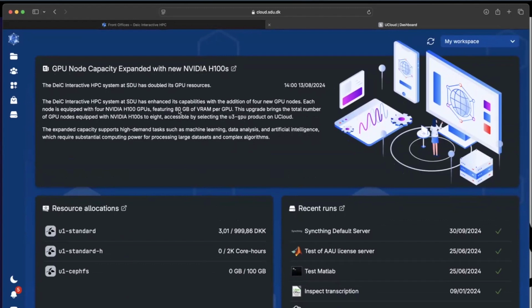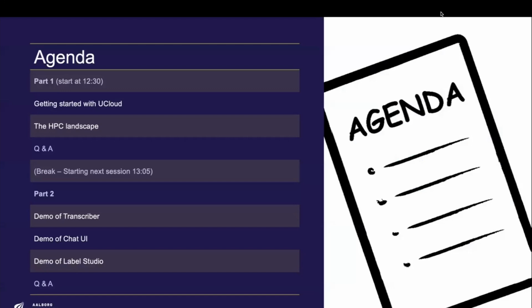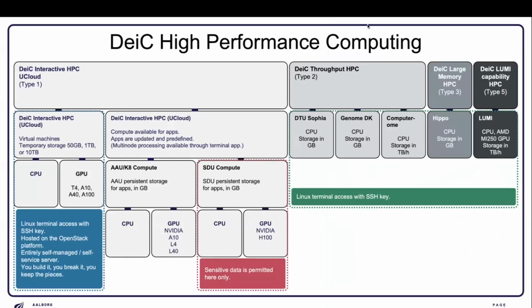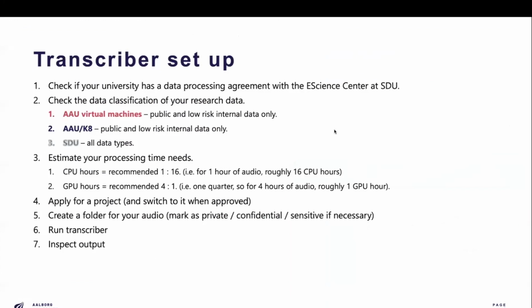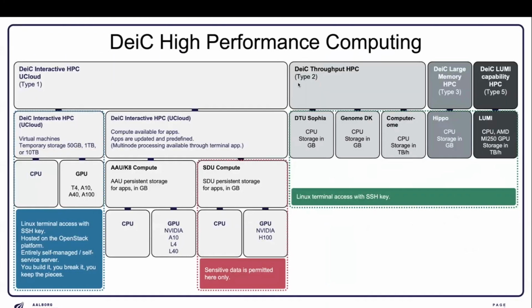All right, I'm just going to go back to my PowerPoint presentation just to show you what the landscape looks like. If you could ignore the right-hand side of this plot, the right-hand side is type 2, type 3, and type 5 HPC. But what we're talking about today is this type 1, or interactive HPC on UCloud. And the SDU component, as I said, is the place where you are permitted to work with sensitive data.